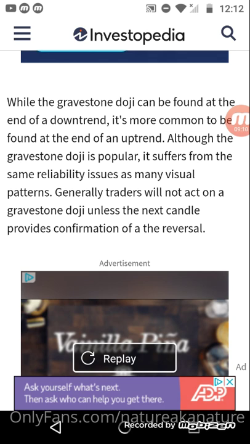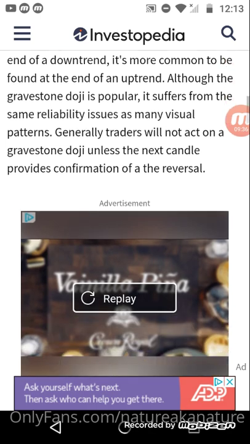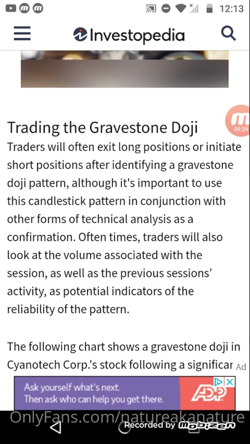You just don't get in right after you see a Gravestone Doji form on an uptrend and say, "Oh, it's going down. This is the end of an uptrend. This is the beginning of a downtrend." No, we need some more confirmation. We need a big, long Marubozu candlestick, or some type of bearish Marubozu candlestick, that confirms that it's going in that direction. So with the Gravestone Doji, traders will often exit a long position or initiate a short position.